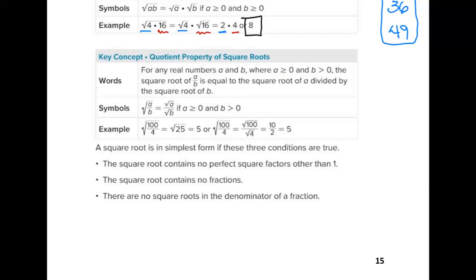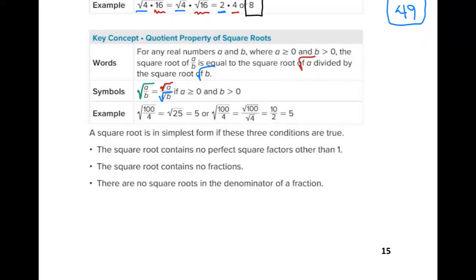Likewise, we're going to do the same thing when dividing, okay? So square root of a divided by b is the square root of a divided by the square root of b, which looks like this, okay? The square root of the whole thing, but we can divide it up. The square root of a divided by the square root of b, and we can find them individually.